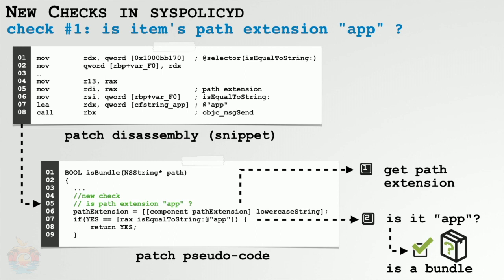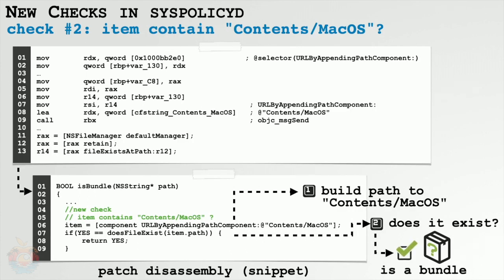So based on the decompilation, they get the path extension and check if it ends in .app. If it does, they say, we don't care about anything else. You are now a bundle. That's awesome. They also check if the item has the Contents/MacOS directory structure. This is required for any application, but more importantly for other bundles as well, perhaps dylibs or other frameworks. Looking at the disassembly and the decompilation at the bottom of the slide, we can see they build the path to Contents/MacOS and then simply check if it exists. If it does, again, they abort early from the algorithm with a yes, saying this item is indeed a bundle.